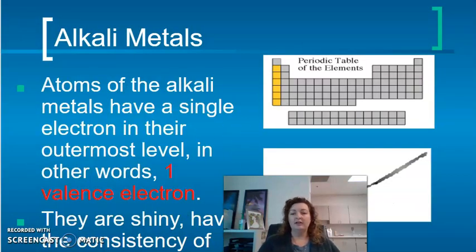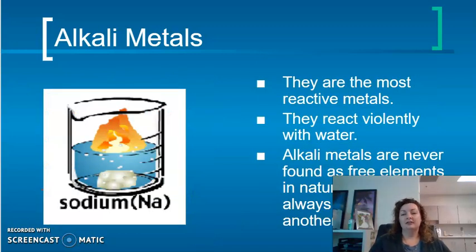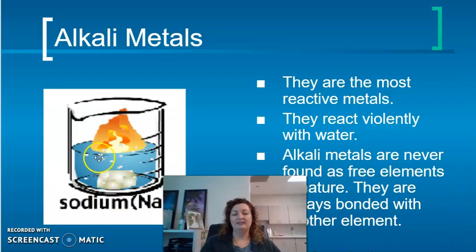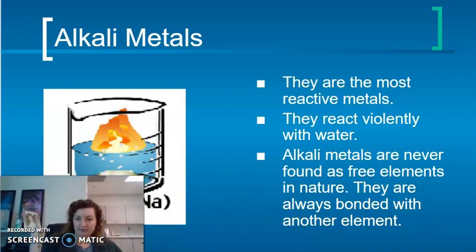So let's talk about alkali metals, okay? So these obviously have a valence electron of 1 because it is in group 1. They have really shiny consistency. They're usually a soft white metal, and they react violently with water, okay? So here's just a picture of it reacting violently with water. As soon as it touches water, it will set on fire or even explode. Pretty cool. We'll have to watch some videos about that.